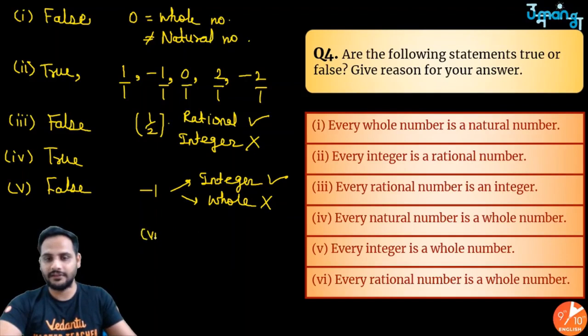Then the last one, every rational number is a whole number. False. Again, 1 by 2 is a rational number but not a whole number.